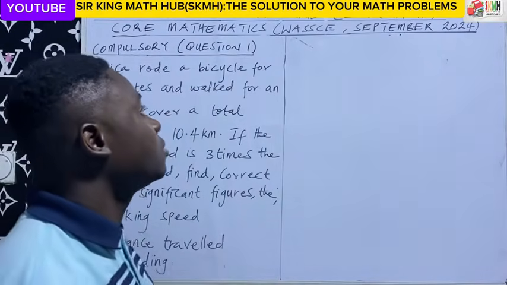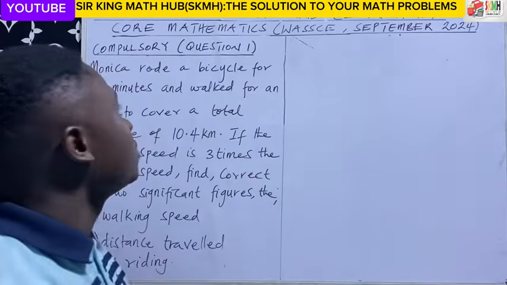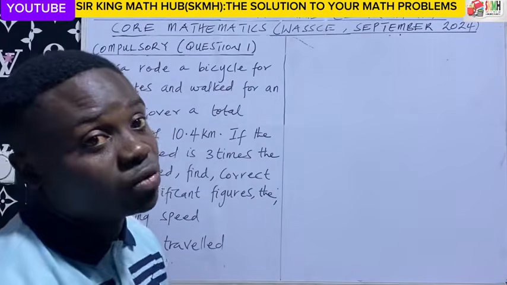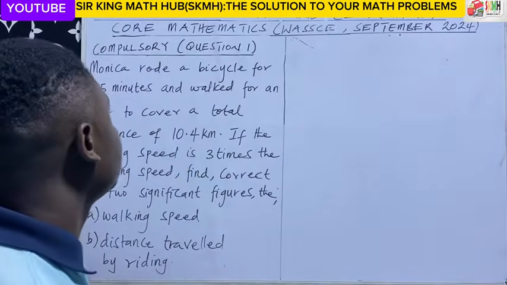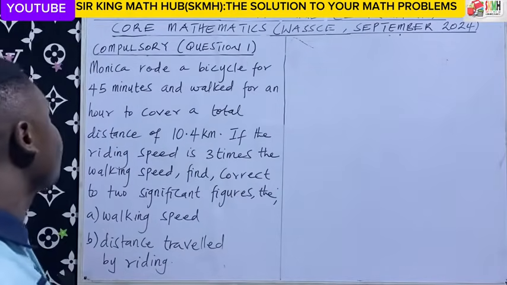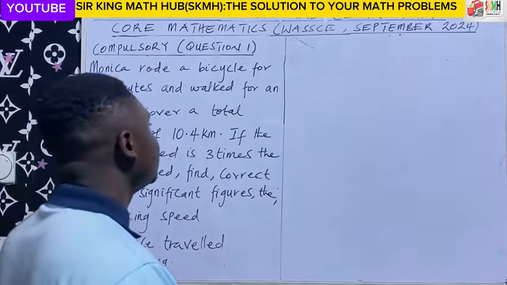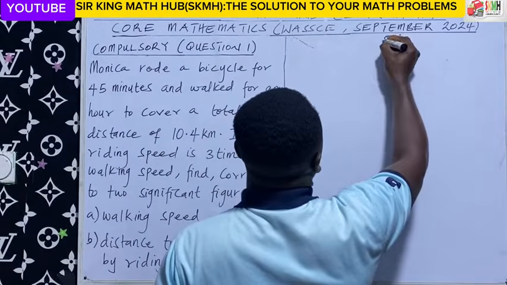As you can see, we're going to solve some past questions. This one is from September 2024 core maths. Compulsory question 1: Monica rode a bicycle for 45 minutes and walked for an hour to cover a total distance of 10 kilometers. So let's quickly represent something.